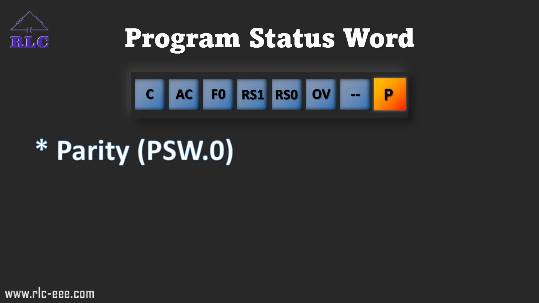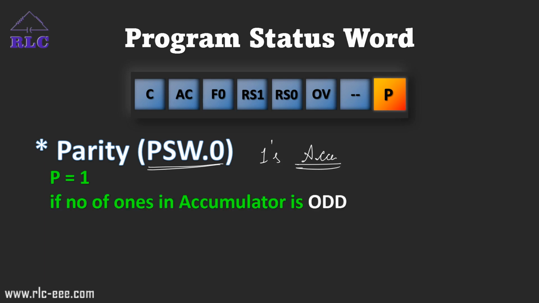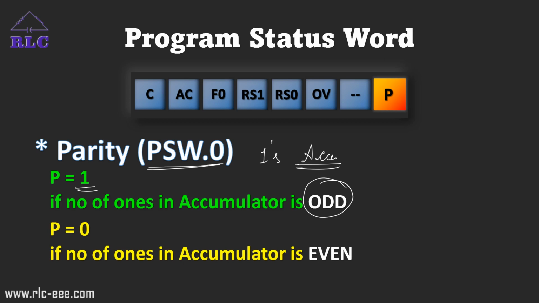Parity flag. This parity flag is the 0th bit of the PSW register. This parity flag helps in identifying the number of ones present in the accumulator. This parity flag will be set to 1 if the number of ones in the accumulator is odd. It will be set to 0 if the number of ones in the accumulator is even.